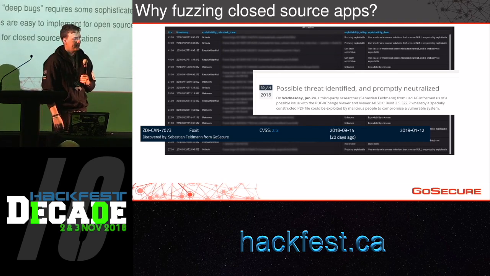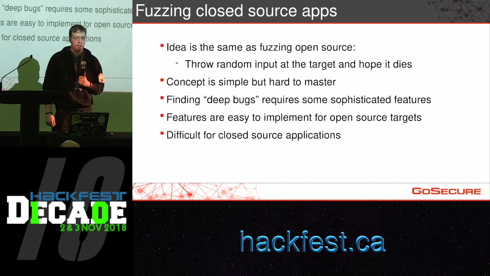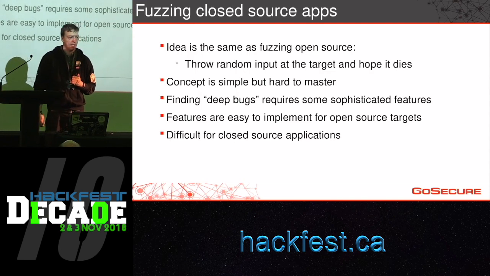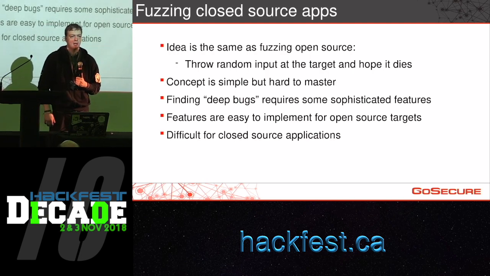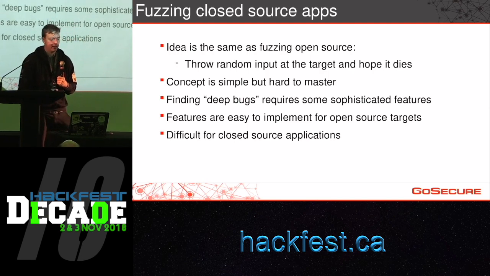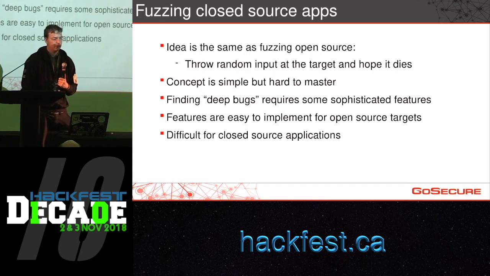So what is the idea behind fuzzing closed source applications? Basically it's the same thing as when we fuzz open source applications. All we need to do is throw random input at our target and hope that our target dies, because we hope that the input triggers behavior that was unintended by the developer, and therefore it doesn't know how to handle it and dies. While this concept sounds extremely simple, it's both very effective and difficult to master.